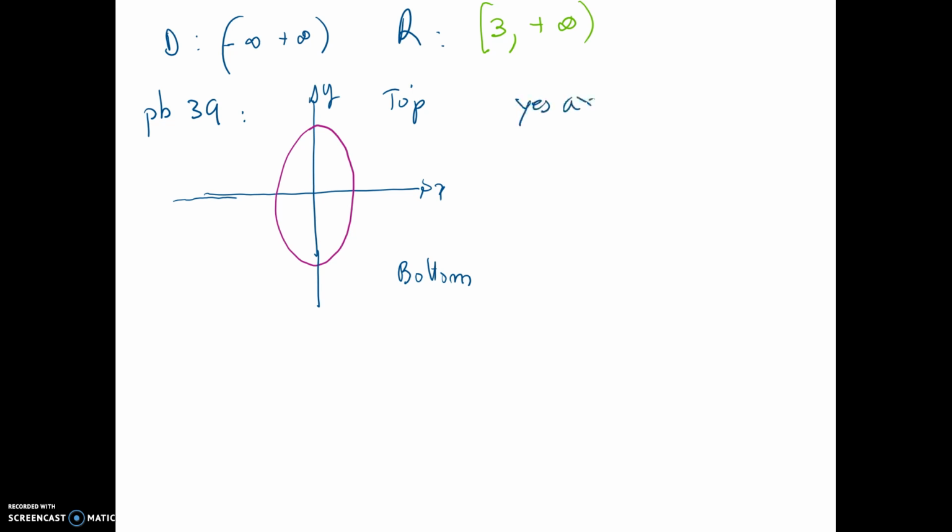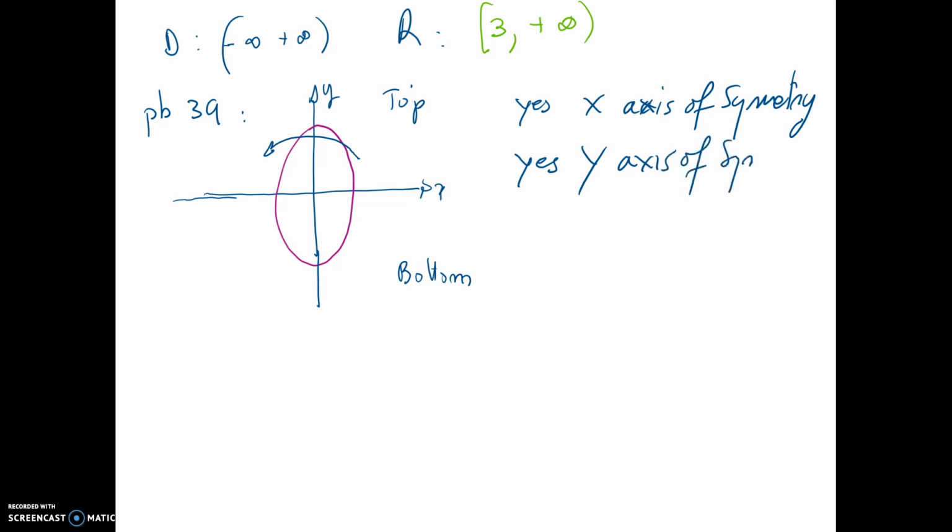I can clearly say that yes, x is an axis of symmetry. I can do exactly the same thing if now I take this side and flip it over this side. I will be able to say that yes, y is an axis of symmetry.